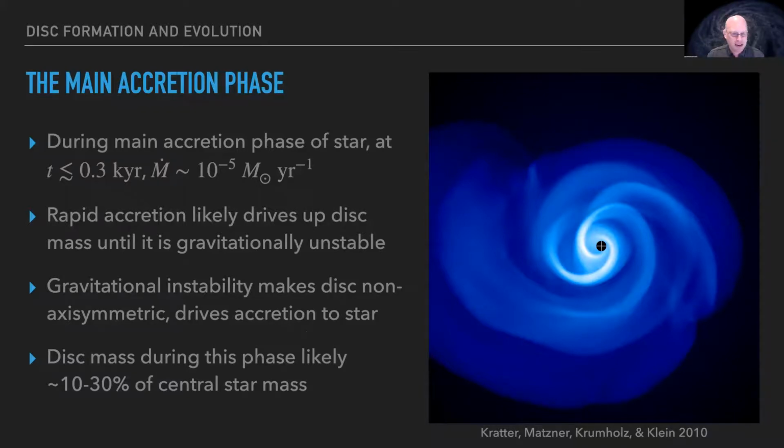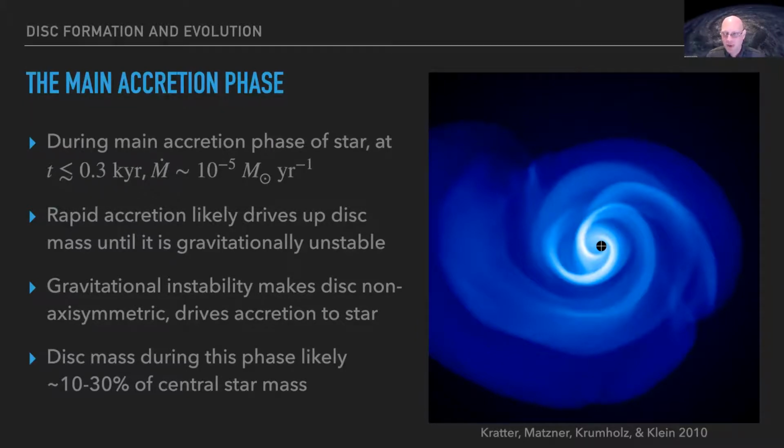If you try and make the disk too massive compared to the star it's orbiting, then the disk will become unstable in the formation of spiral arms, and that's what's shown in this simulation at the right from Kratter et al., where you have a disk that's massive enough that it forms these spiral arms. And these spiral arms are very efficient at transporting mass inward. So you have these non-axisymmetric structures which drive non-axisymmetric torques. That probably drives accretion onto the star.